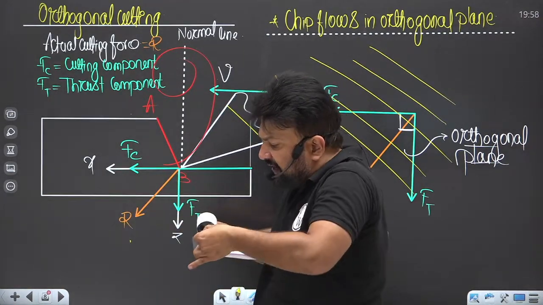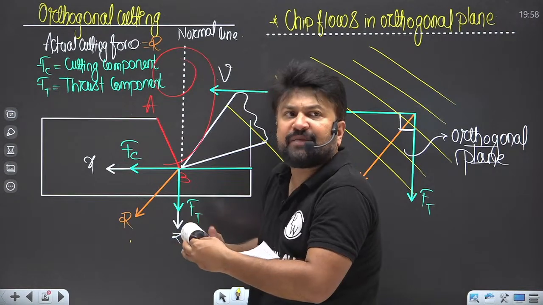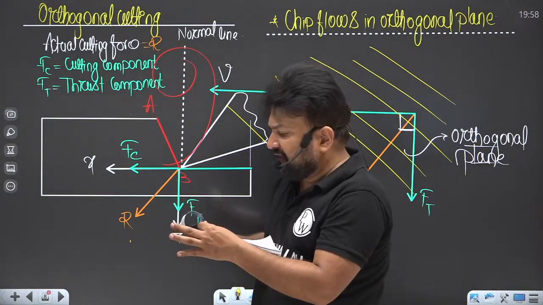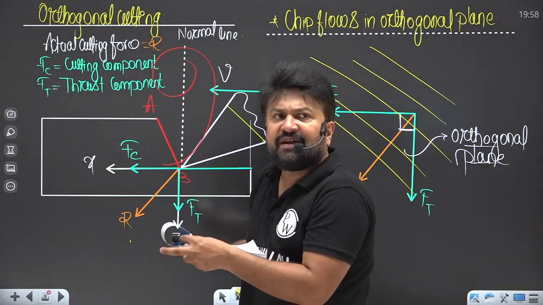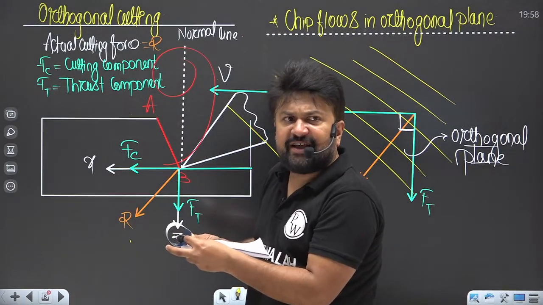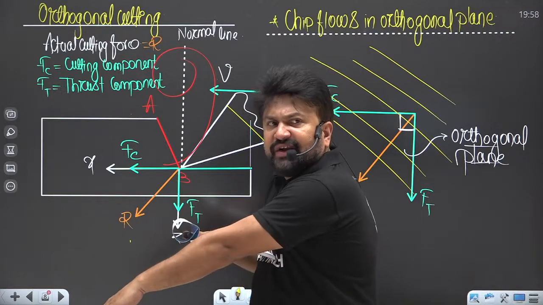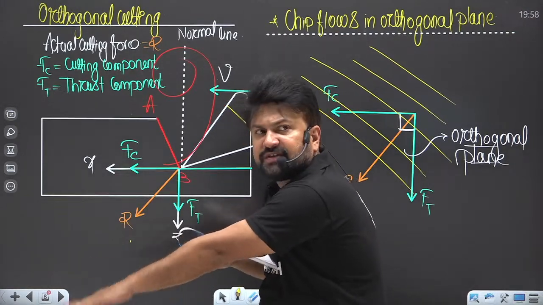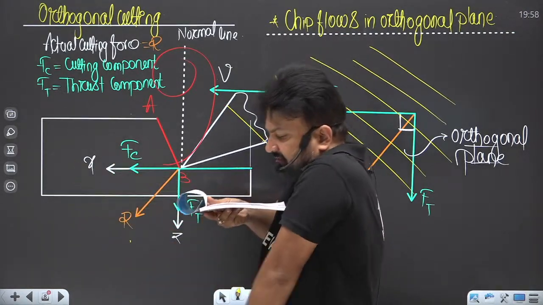So the coil is forming in which plane? Tell me, Hemant. The coil is flowing in which plane? This is the actual cutting force. This is the cutting component. This is the thrust component.